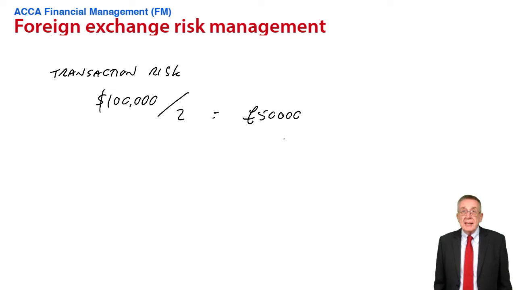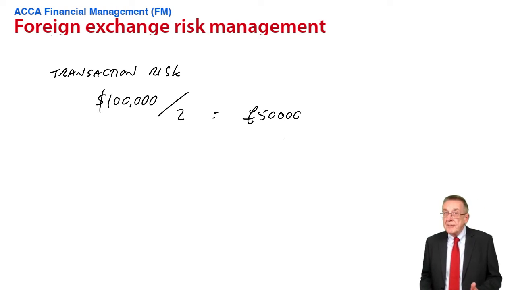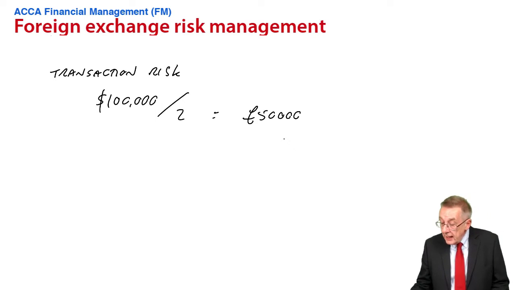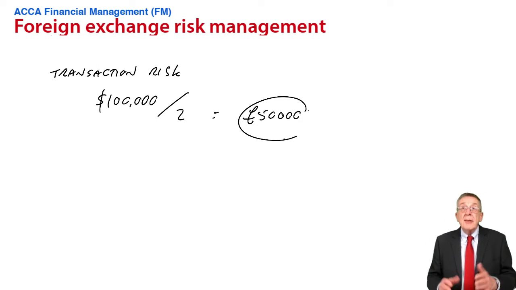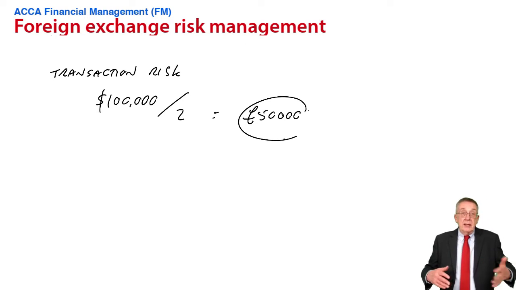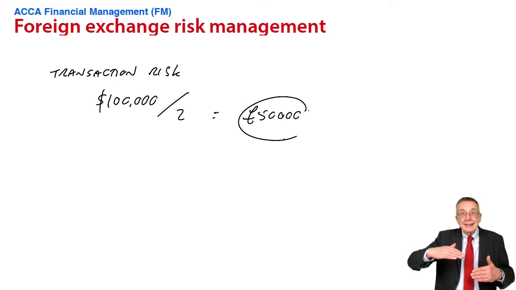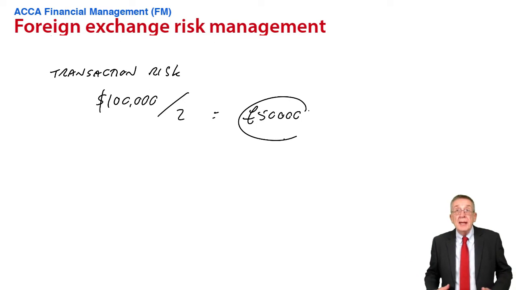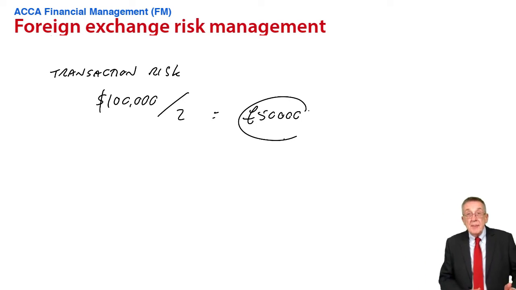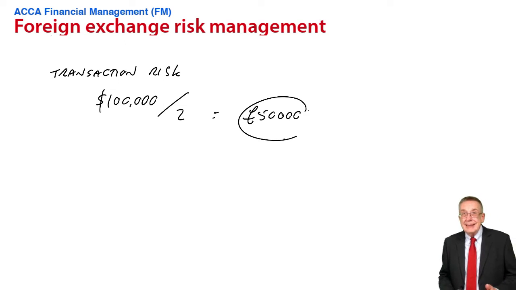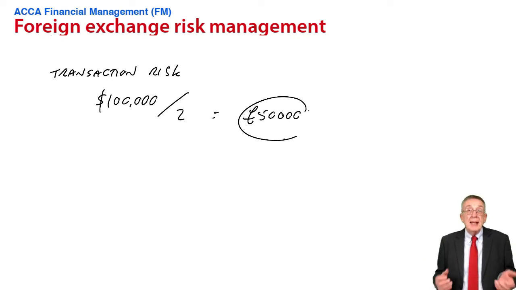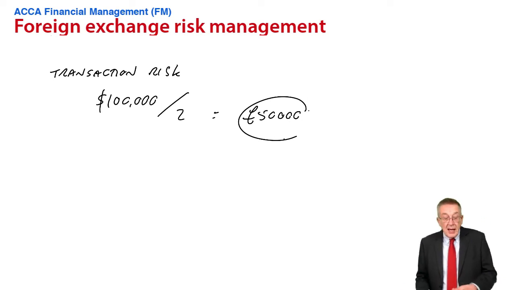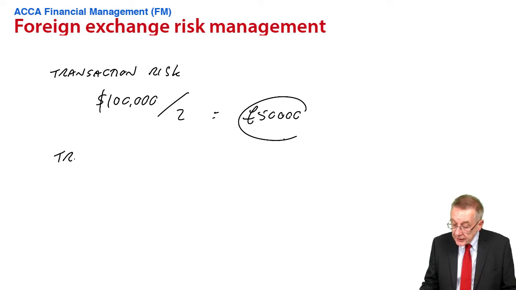And of course, in a month's time, the exchange rate could have changed. There might be more dollars to the pound, there might be less dollars to the pound. As a result, I may end up paying more than 50,000, less than 50,000. But there is risk. Risk is the fact it may fluctuate. Maybe it's better for me, maybe it's worse for me. But clearly, because the exchange rate may have changed over the month, it might not be 50. It might be more, it might be less. There is risk. The second type of risk is what we call translation risk.